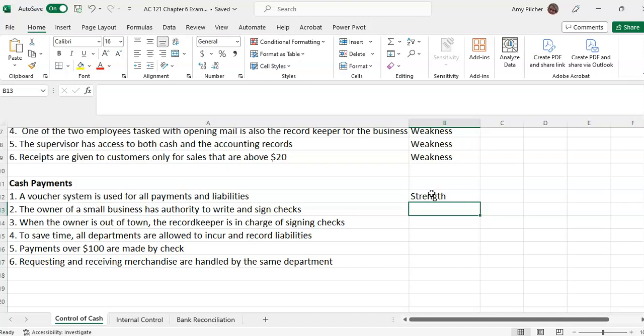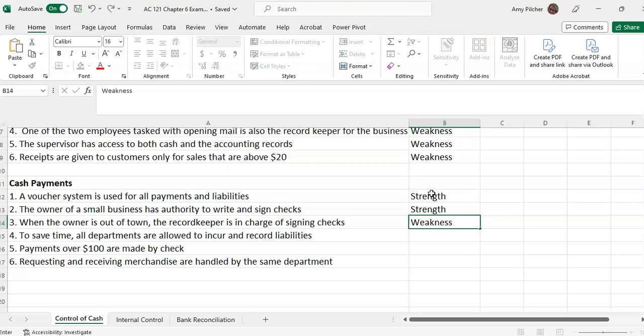When looking at strength or weakness, it's not necessarily who has authority to sign checks. Who's recording them in the accounting records is where we would be looking for the weakness. So this is going to be recorded as a strength. Three, when the owner is out of town, the record keeper is in charge of signing checks. Okay, so this is actually a weakness.